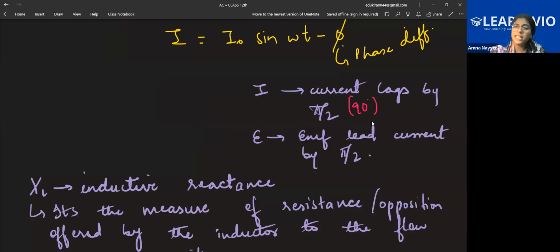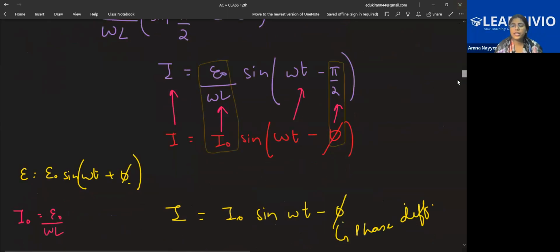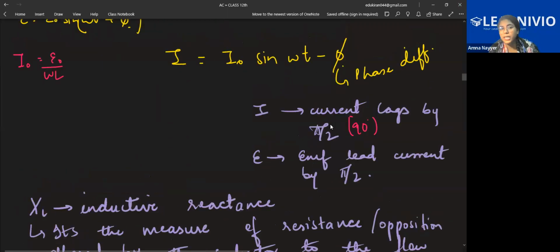Now coming to that denominator XL. I wrote I naught is equal to E naught by omega L. Remember, I have told you that I naught is equal to E naught by omega L. So if we talk about this E naught by omega L, class, this omega into L is basically called XL. XL is the inductive reactance.